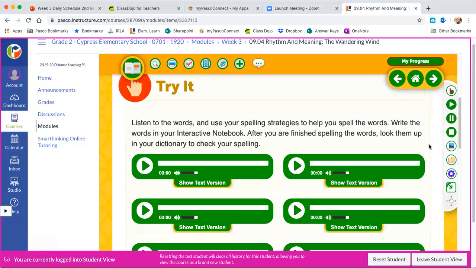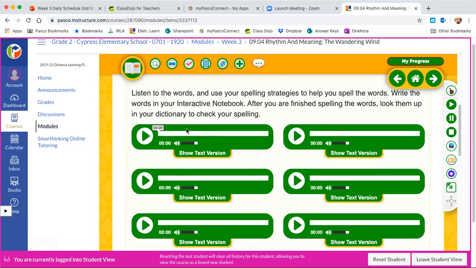Okay, so let's scroll down here. Listen to the words and use your spelling strategies to help you spell the words. Write the words in your interactive notebook. Now, when they tell you that, they just mean if you've been using a journal or a notebook at home for your work, then do this practice there. If you haven't been, just get a pen or a pencil and a blank sheet of paper. If you have a whiteboard and dry erase markers, then use those. Everywhere that it says interactive notebook, it just means grab something to practice writing this work in. So if you don't have a paper and a pencil, you're going to want to go grab one before you go through this part of the lesson.